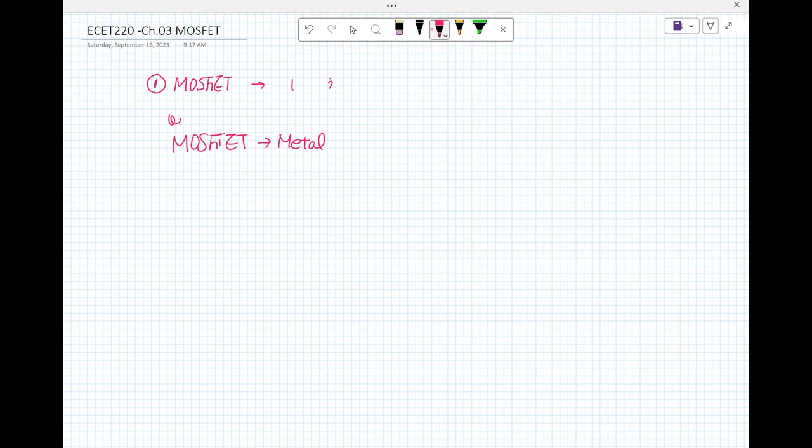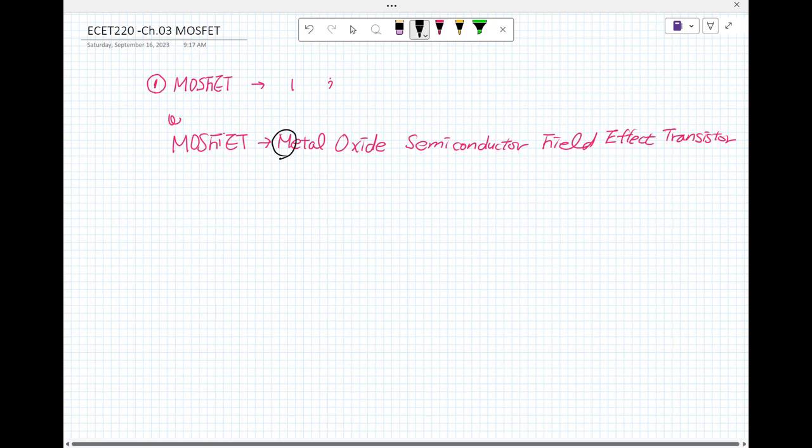Matter. Oxide. Conductor. Field effect. Transistor. MOSFET.